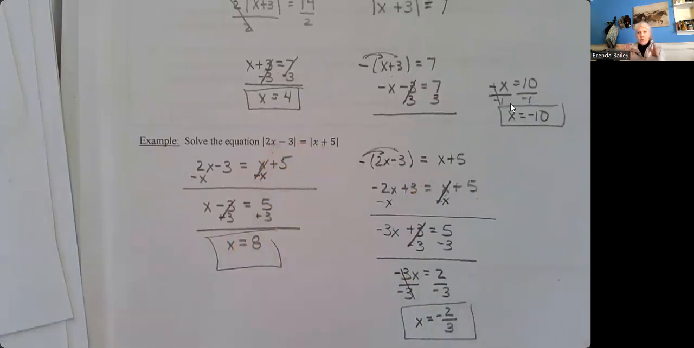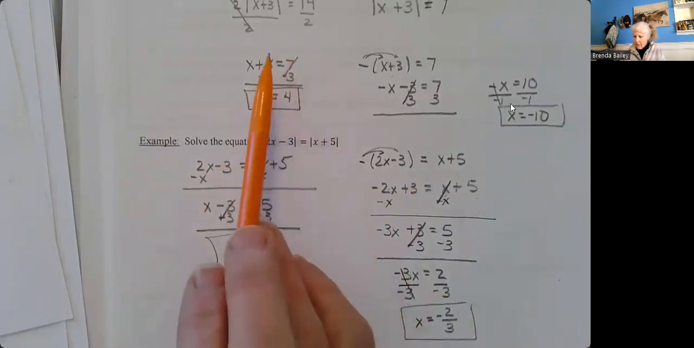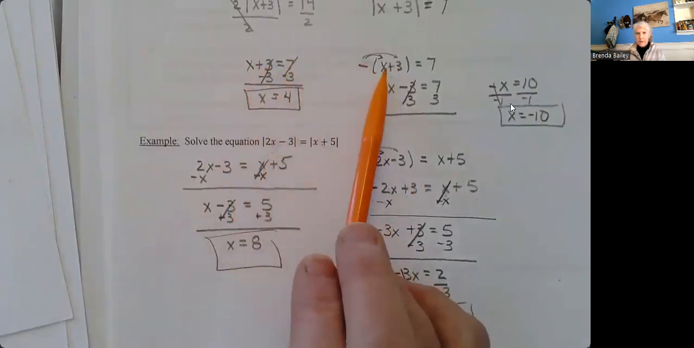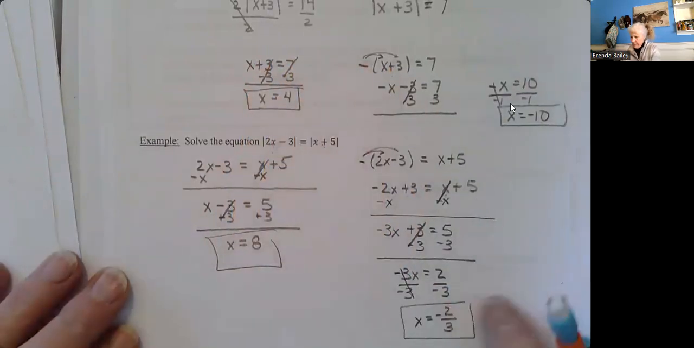Okay, but that's how you do it when you have two absolute values. You have the positives, and then one is opposite, just like we do up in these other ones. Solve them. All righty.